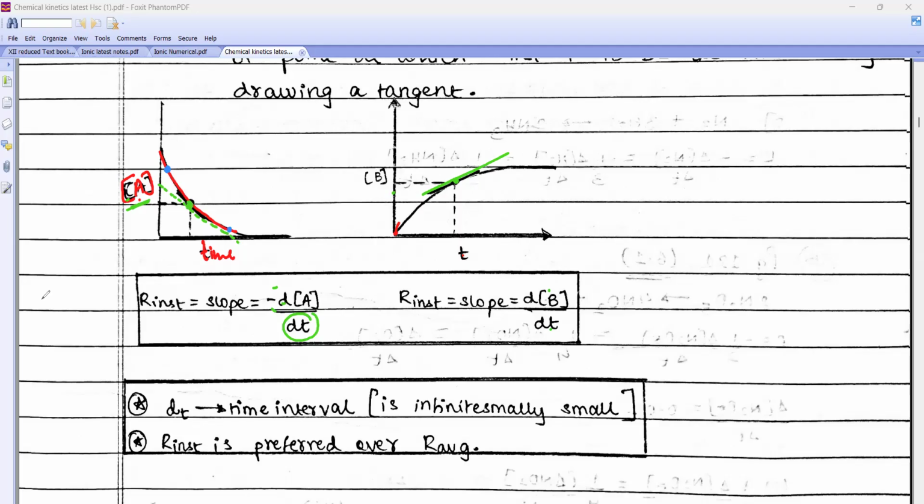Now here this dt is what, beta? The time interval is infinitesimally very, very small. So which rate is preferred over which rate? Why is instantaneous preferred over average? Because it gives you the information of each and every point. Now we go to the next part. Chalo.